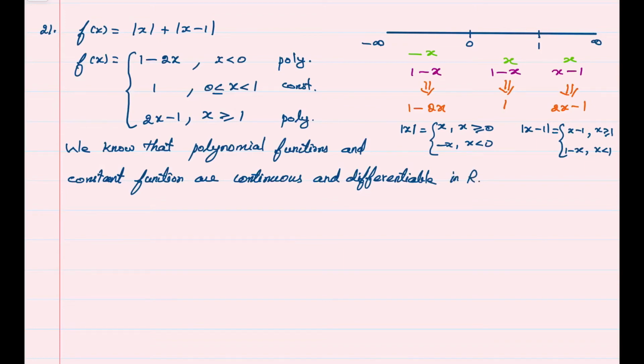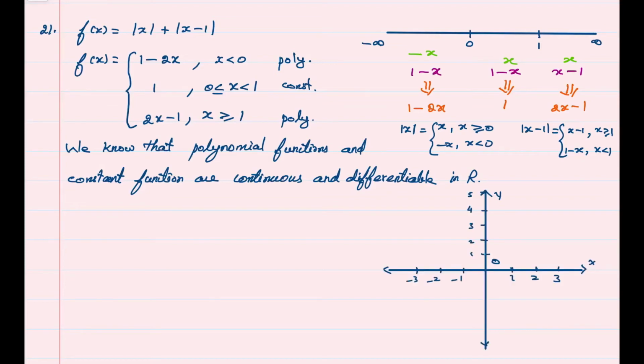But we have to check the continuity and differentiability at 0 and at 1, as we have different definitions. Let us see the graph of this function f of x. For x equal to 0, the answer is 1. For x less than 0, it is a polynomial 1 minus 2x, which is a straight line. This is y equal to 1 minus 2x. And in the interval 0 to 1, it becomes a constant function 1.